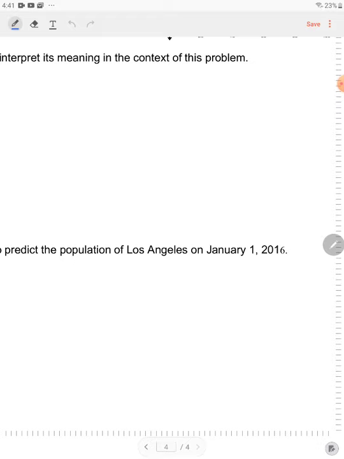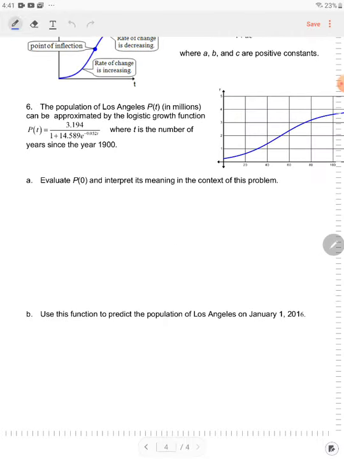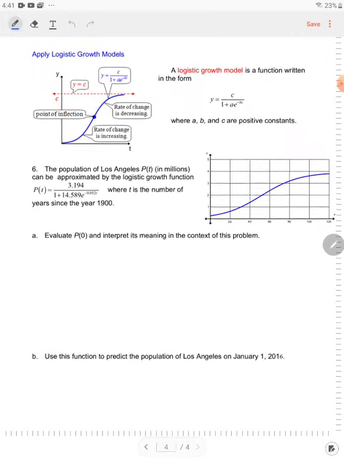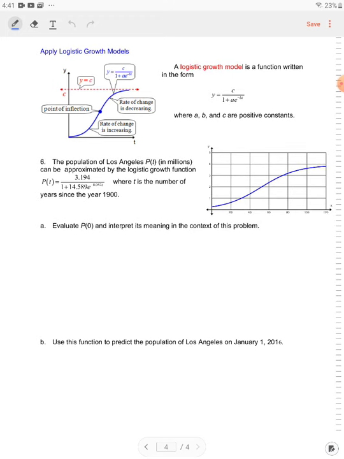All right, so last example, we are going to look at what is called a logistic problem here. Logistic growth model. Okay, notice there is a horizontal asymptote. Okay? And notice how it's written. It does have an exponential in there, and it's in the denominator.